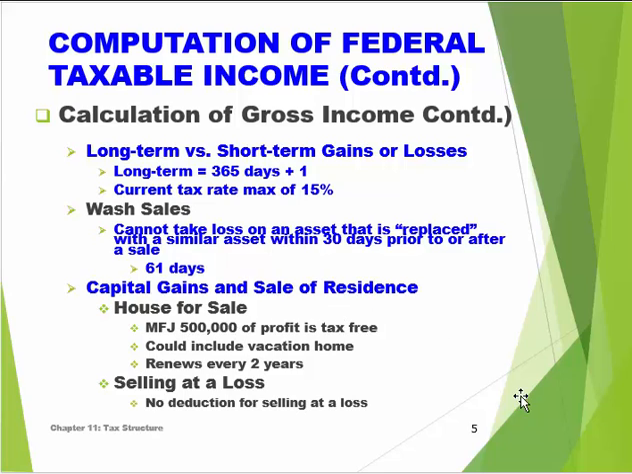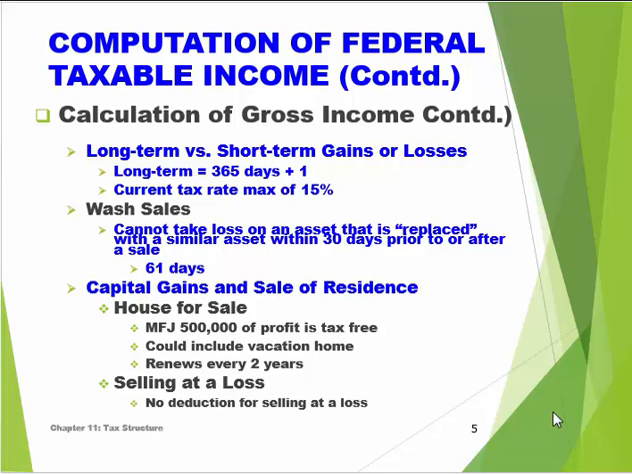Capital gains and sales on a residence: if you're married filing joint, $500,000 of profit is tax-free. This could even include a vacation home, and this amount of $500,000 renews every 2 years. So every 2 years, if you sold your house at a profit, you could take that profit tax-free, again, every 2 years, up to $500,000.